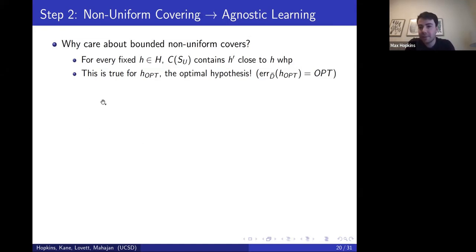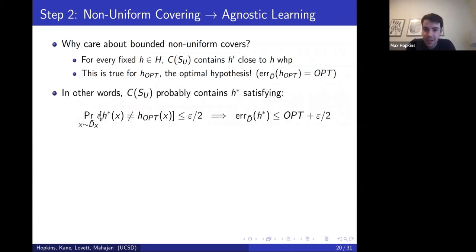Okay, so why should you care about bounded non-uniform covers? Well, let me just repeat what the guarantee is. We know for every fixed hypothesis in the class that over the randomness of our sample, CSU is going to contain some H prime close to H with high probability. That's the definition of a non-uniform cover. And notably, this is true for the optimal hypothesis in the class. Given the adversary's distribution, there's some optimal hypothesis H opt that achieves error opt, and it satisfies this guarantee.